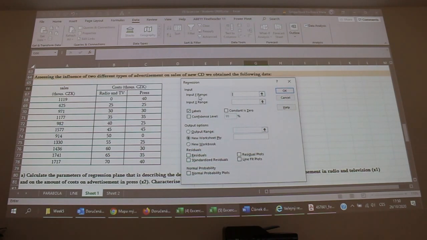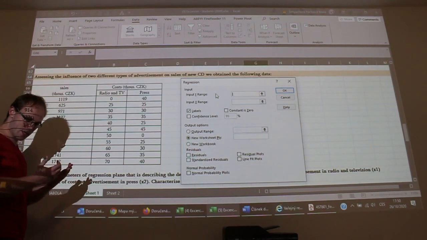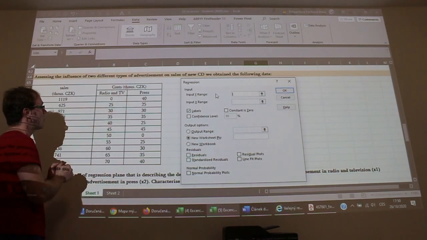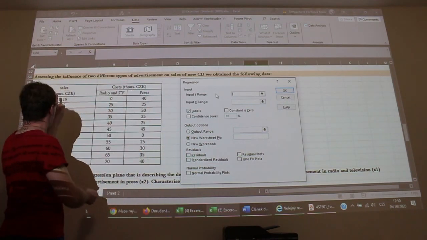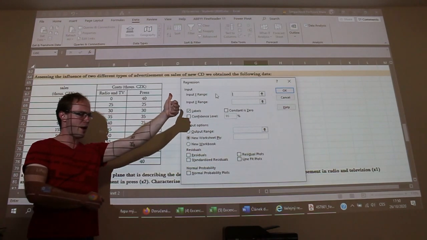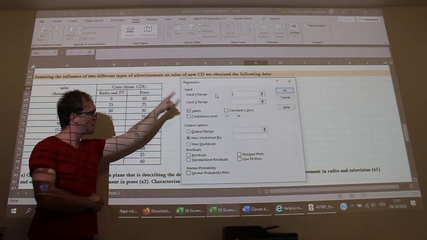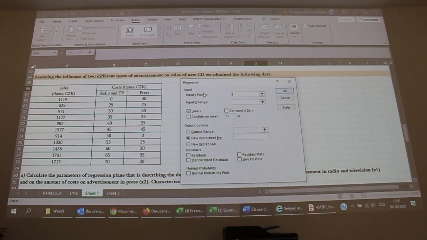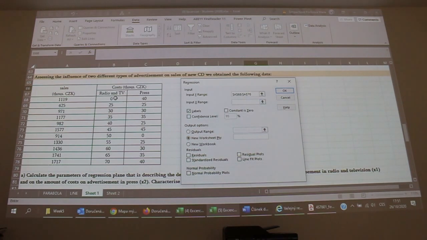So, input Y range, yes, I would like to explain my sales on the basis of costs on advertisement in radio and television and in press. So I will have one dependent variable and two independent explanatory variables. So please select the columns, input Y range here and input X range here.